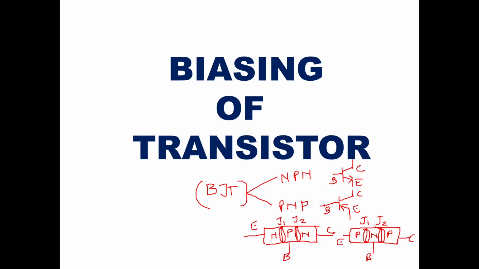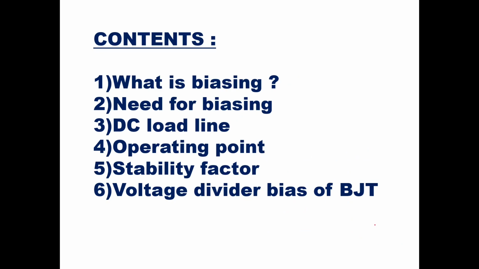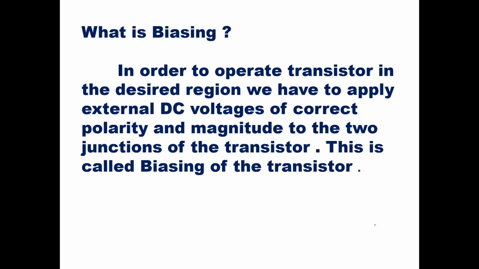Then next we'll see. In this presentation, I'm going to tell you what is biasing, the need for biasing, then DC load line, what is operating point, what is stability factor, and what is voltage divider bias of BJT. This is a very important concept, because only if you know biasing can you go on to know what is an amplifier with respect to BJT. So the first question asked is: what is biasing.